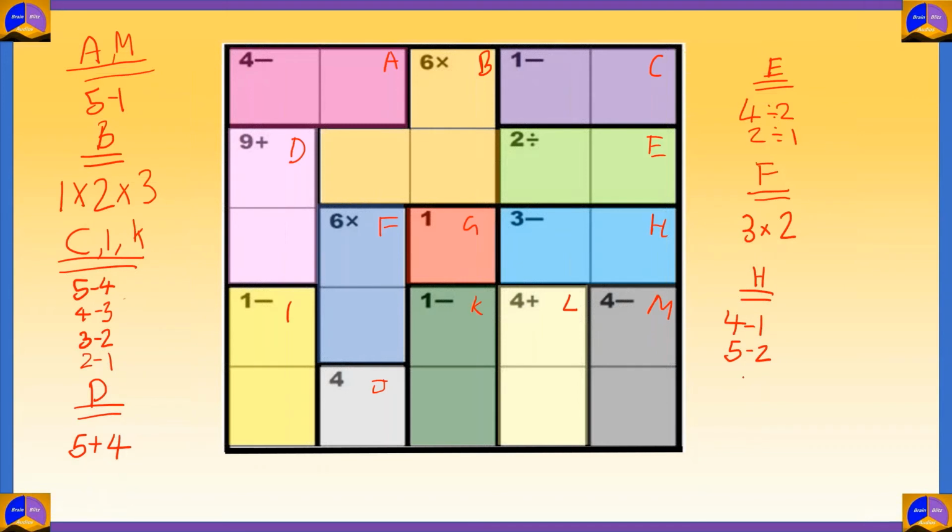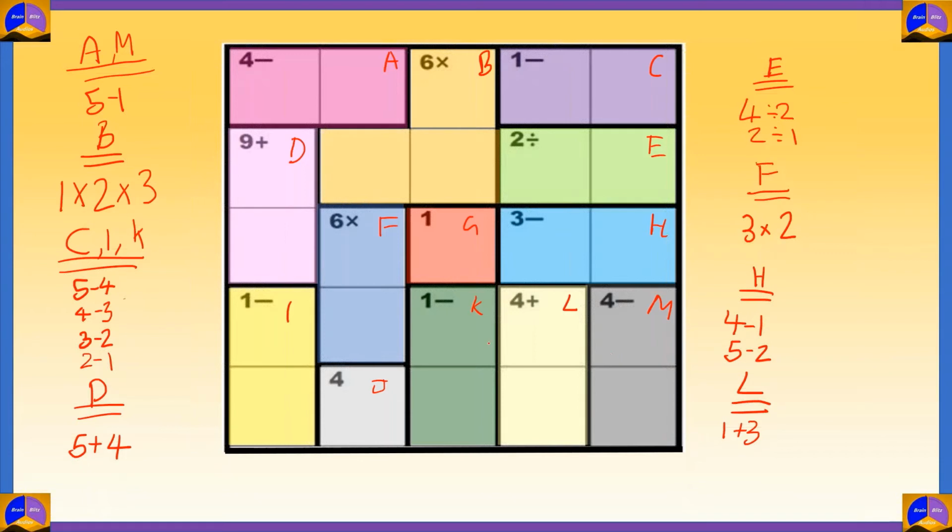Now, let's look at cage L. Now in cage L, there are 2 cells and the operation is addition. After adding, our result must be 4. So the only option is 1 plus 3. We can't write 2 plus 2 because then it will repeat a 2 in the same row.